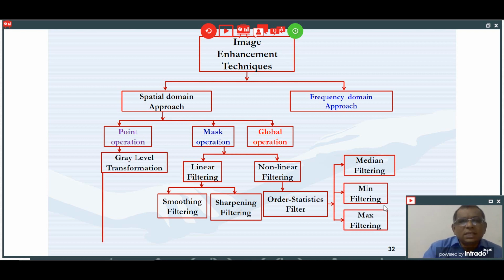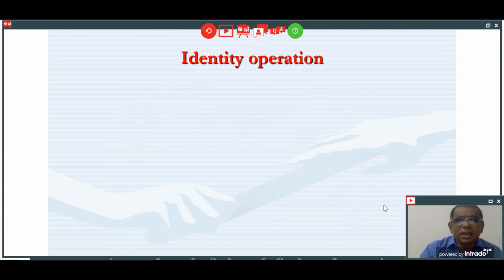Then point operation, a simple example could be gray level transformation. Different types of gray level transformations are image negative, thresholding, contrast stretching, clipping, and then identity operation, which is basically a simple gray level mapping.